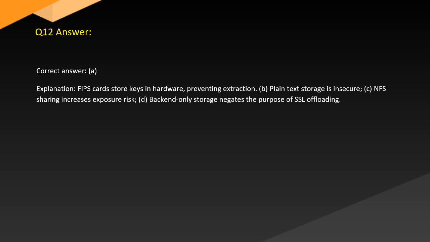Answer. Correct answer: A. Explanation. FIPS cards store keys in hardware, preventing extraction. B. Plain text storage is insecure. C. NFS sharing increases exposure risk. D. Backend-only storage negates the purpose of SSL offloading.